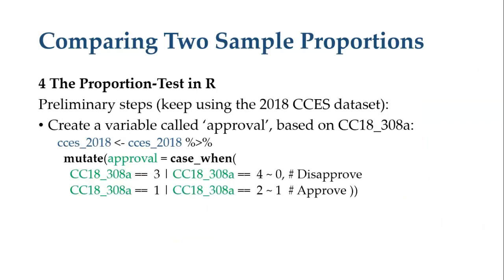Okay, so how do we estimate the proportion test in R? So again, we're gonna use the same data set. We're gonna create a variable called approval. This is the approval of President Trump in 2018. And we collapse an ordinal variable and we create this nominal variable, disapprove or approve. Okay.